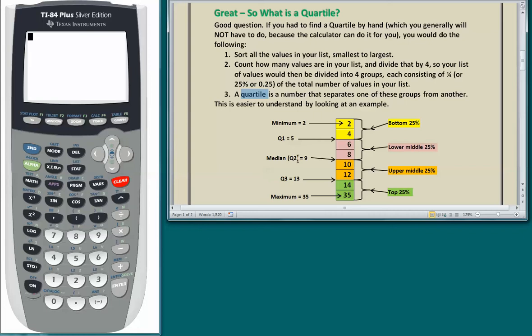The median is just like another quartile. Think of it as the second quartile. It separates this group of 2 from this group of 2, and it's 9. It's the number right in between 8 and 10.